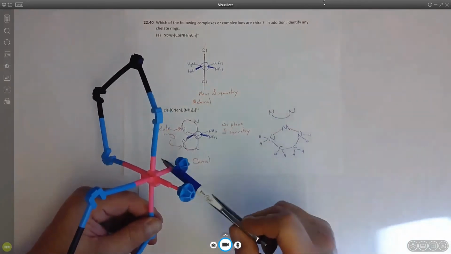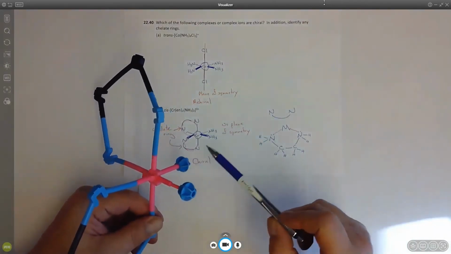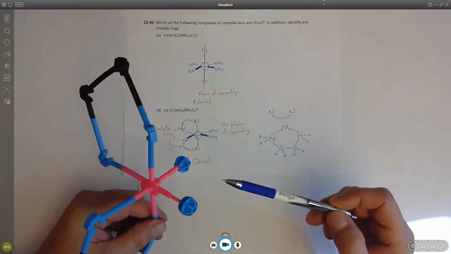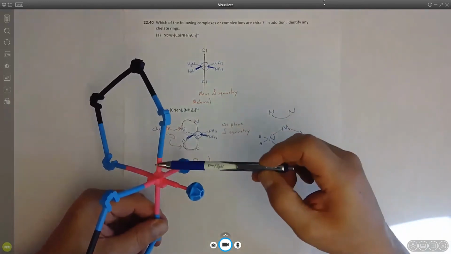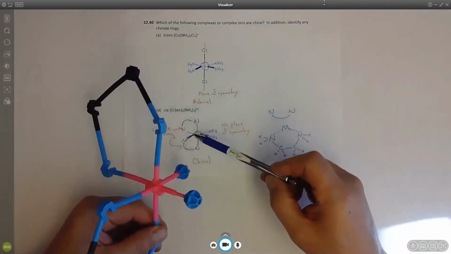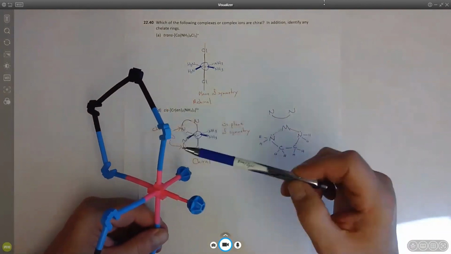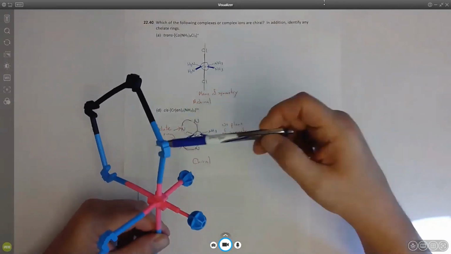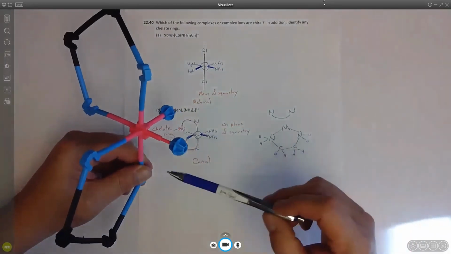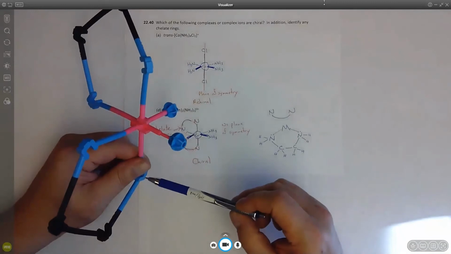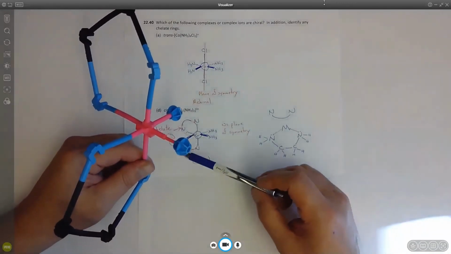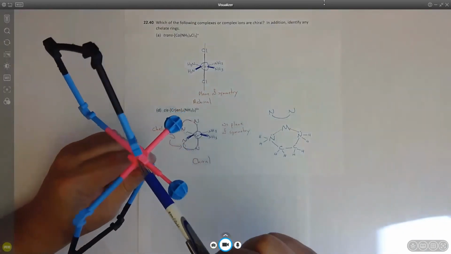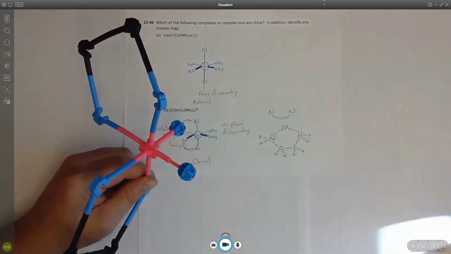We have the one ammonia going down and behind the page. We have the other ammonia coming up and out of the page, right? Then we have this nitrogen going up, and it's being connected to the one going back behind the page. And then we have this nitrogen, which is coming straight down, and it's connected to the other nitrogen, which is the one coming out and towards us.